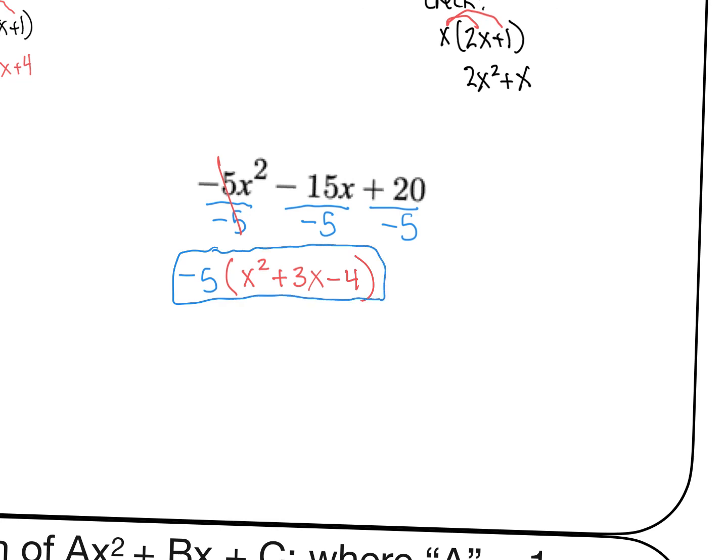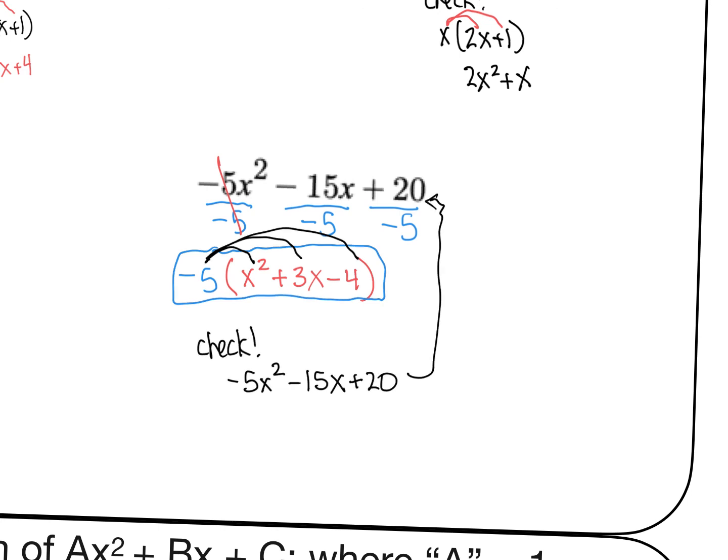Okay. Once more, we can check it by putting each one of these back in. A negative 5x squared is going to give me a negative 5x squared. Negative 5 times positive 3x is a negative 15x. And a negative 5 times a negative 4 is going to give me a positive 20. So, again, it matches what I started off with. So that's how you factor out a common term of a polynomial.